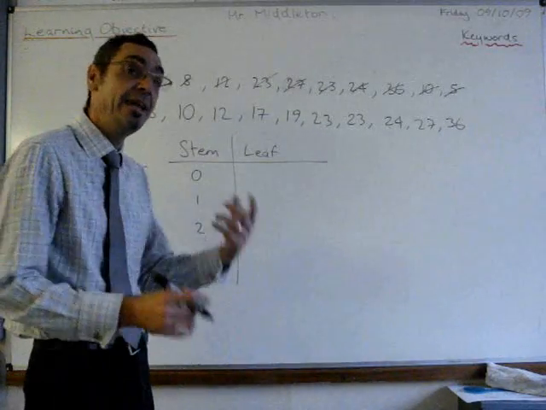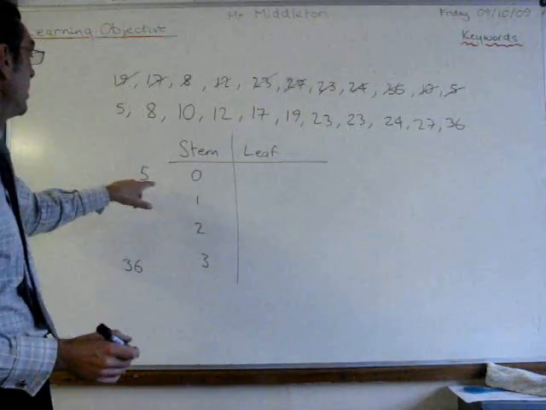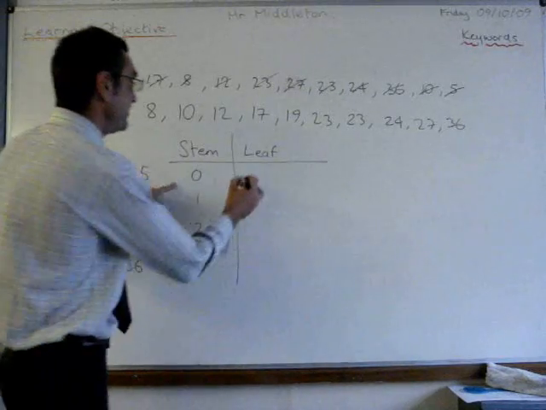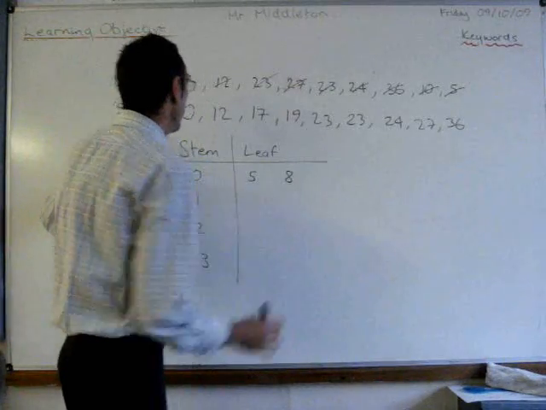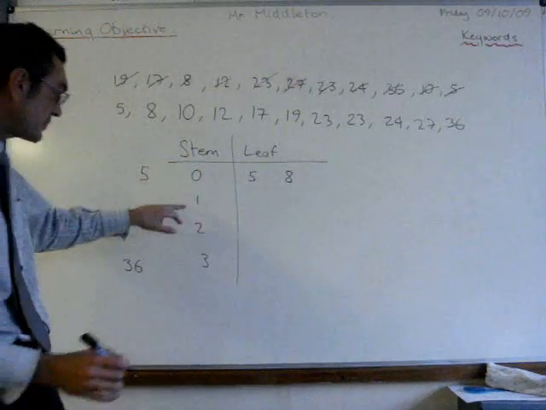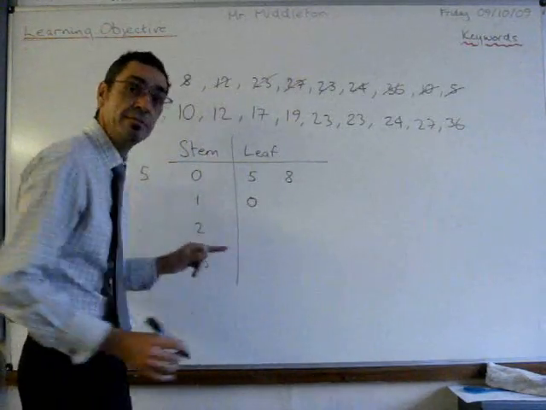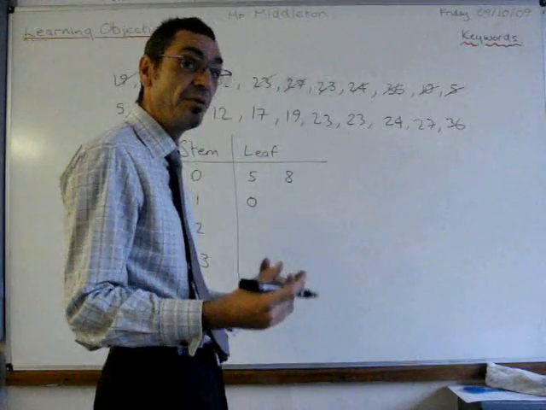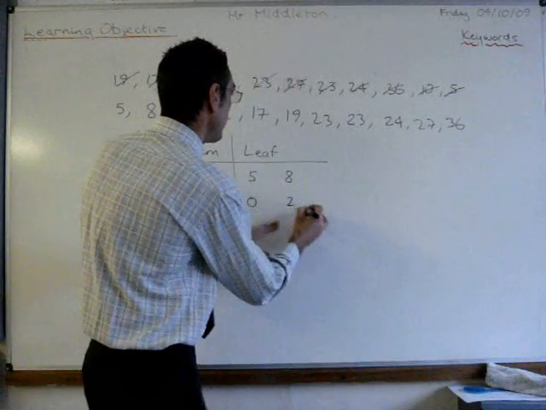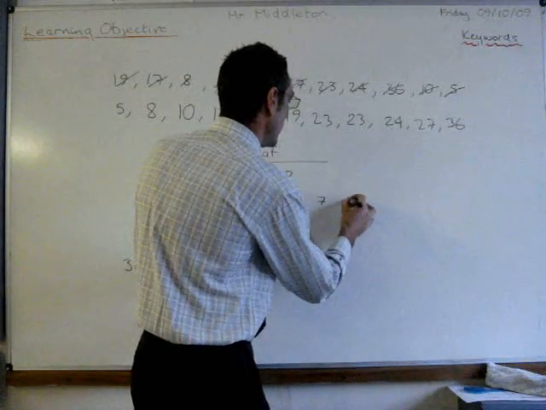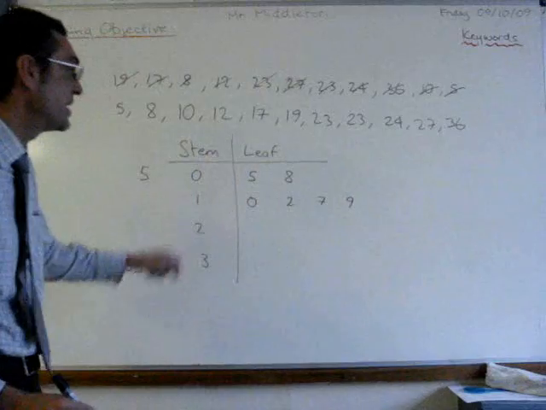Now we just have to put our leaves on. So, I've got a 5, and then an 8, and then I have 10. So you do write your 0 in. That is the leaf of the number. It's no units, but it should still go on there. Then I have a 12, a 17, and a 9 that makes a 19.